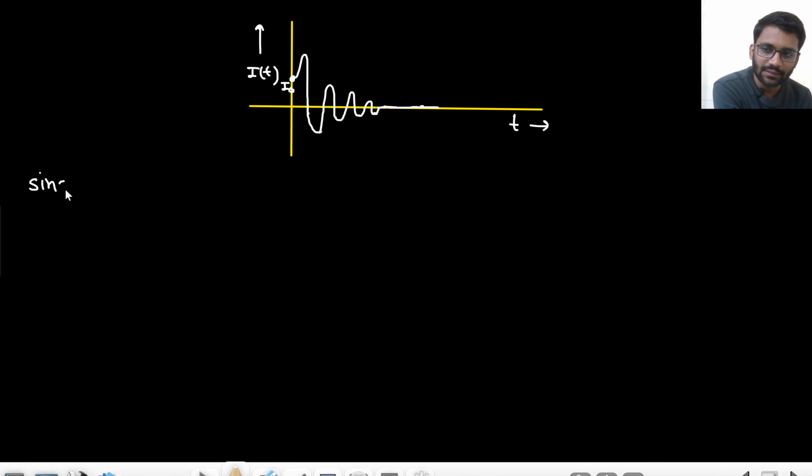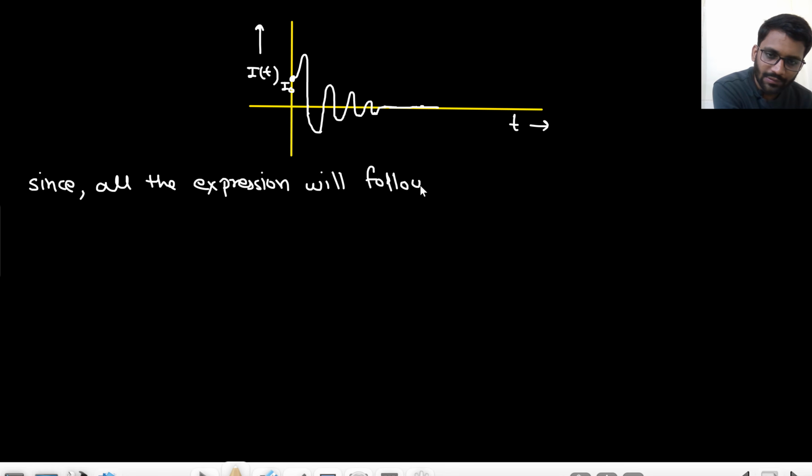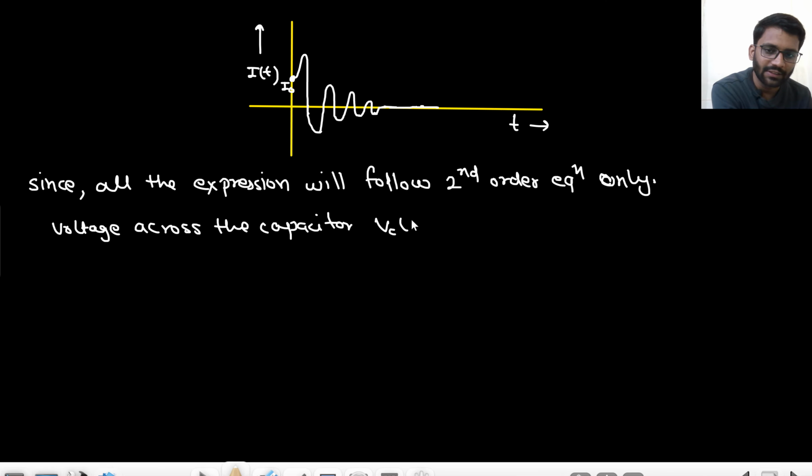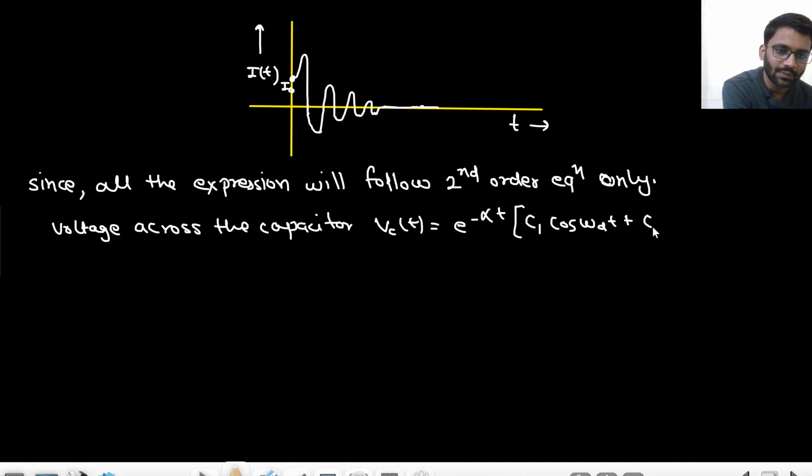Now one more thing, all the expressions will follow a second order equation only. So if you want to write the expression of voltage across the capacitor, what will be my v_C(t)? My v_C(t) would be e to the power minus alpha t, C1 cos omega d t plus C2 sin omega d t. But the C1 and C2 will be different.